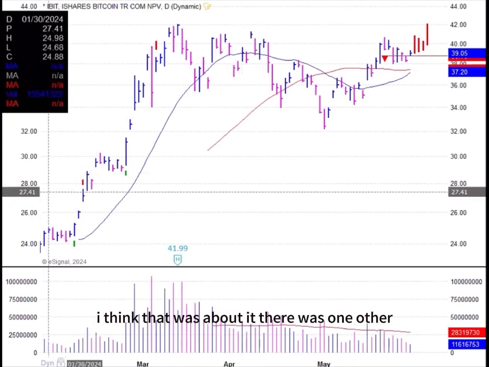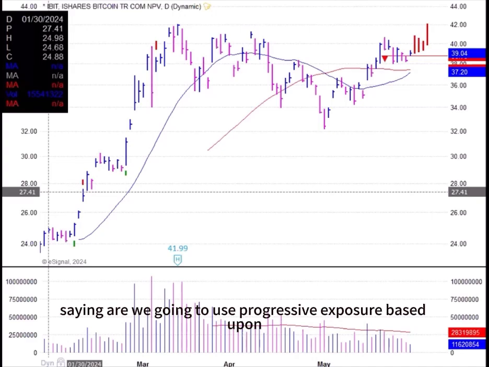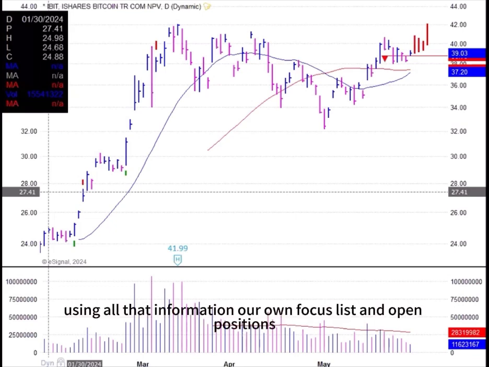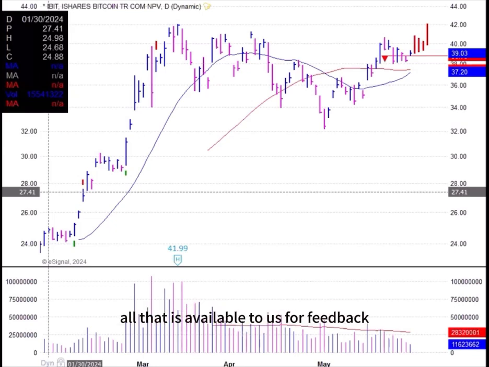I think that was about it. There was one other comment, asking whether we are going to use progressive exposure based upon what we're seeing within the Minervini Select trades, not just the other trades on MPA. And of course, the answer is yes. But if you want to add some color there as well, Mark. Well, it is one and the same. We're using all that information, our own focus list and open positions, all of it is available to us for feedback. So it will be one and the same.